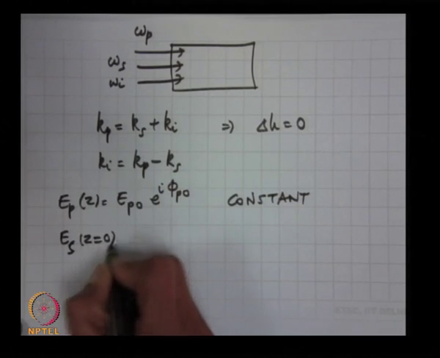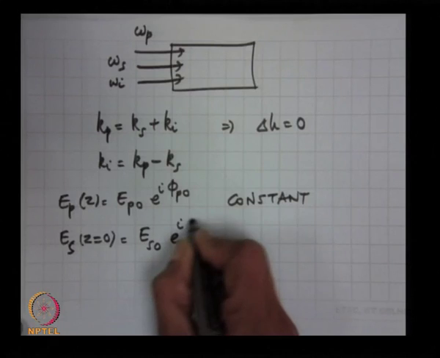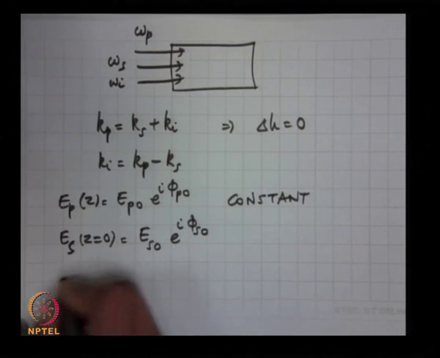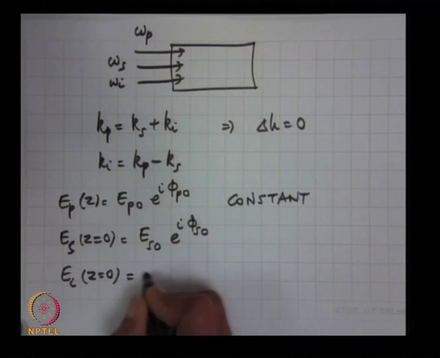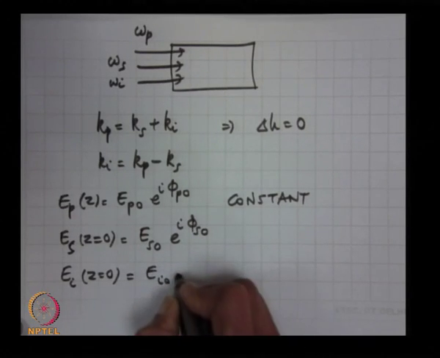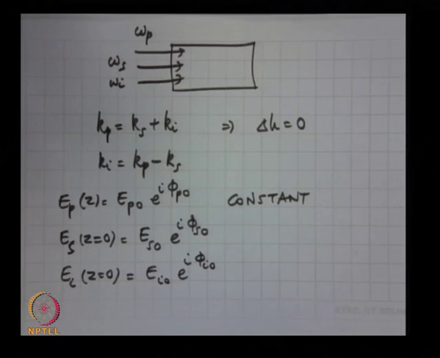At Z equal to 0, ES0 exponential i phi S0, and EI at Z equal to 0 is EI0 exponential i phi I0. This is at Z equal to 0. Remember, ES and EI are the complex electric fields of the signal and idler frequencies.